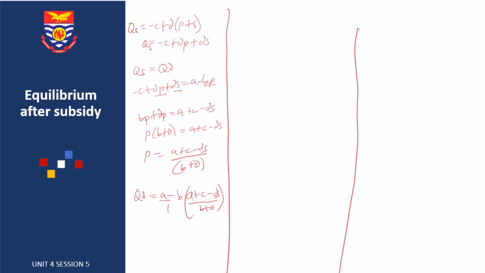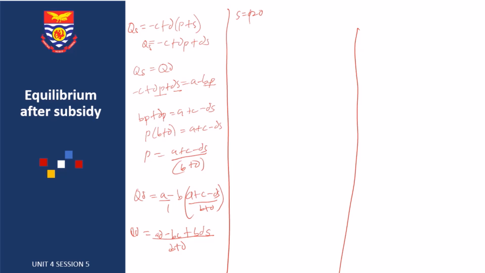So I'll end up having QD. If you expand and do your fraction as we did for the tax, you're going to have AD minus BC plus BDS for the equilibrium quantity. So here, assume with the same example that the subsidy is 20 cedis. So we have changed the tax to subsidy. What are we going to get?